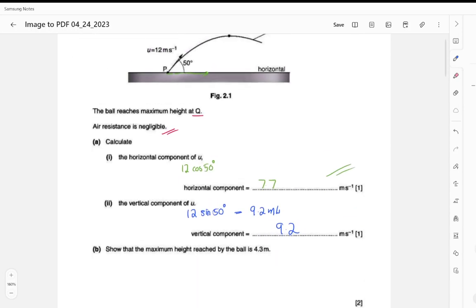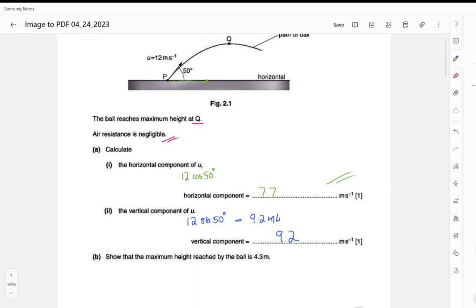Show that the maximum height reached by the ball is actually 4.3. Assuming air resistance is completely wiped out, negligible. So we need to find the maximum height reached. The maximum height is actually going to be this height over here. अगर ये निकालनी है तो इसके लिए हम लोग एक काम करते हैं, equation of motion लगाते हैं, ऊपर जाते हुए slow down हो रहा होगा. So we are just going to be using some equation of motion that is going to find this height.